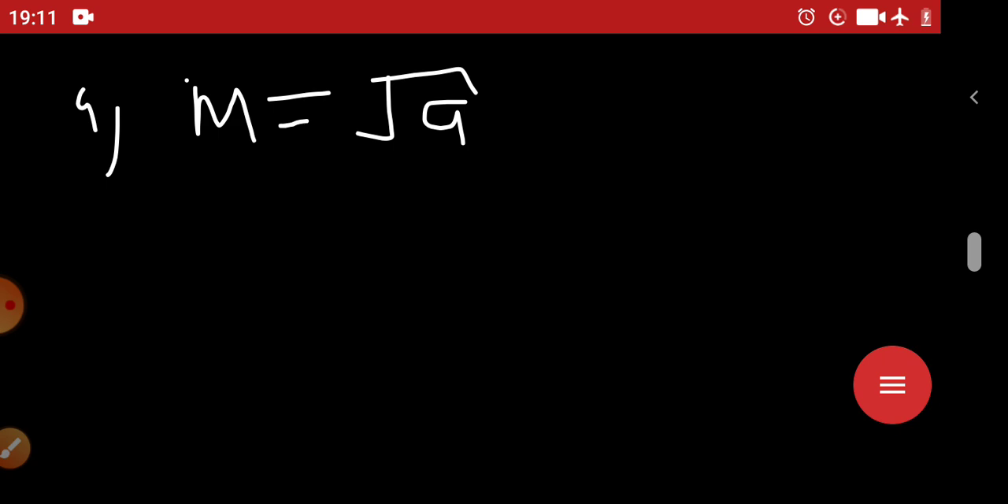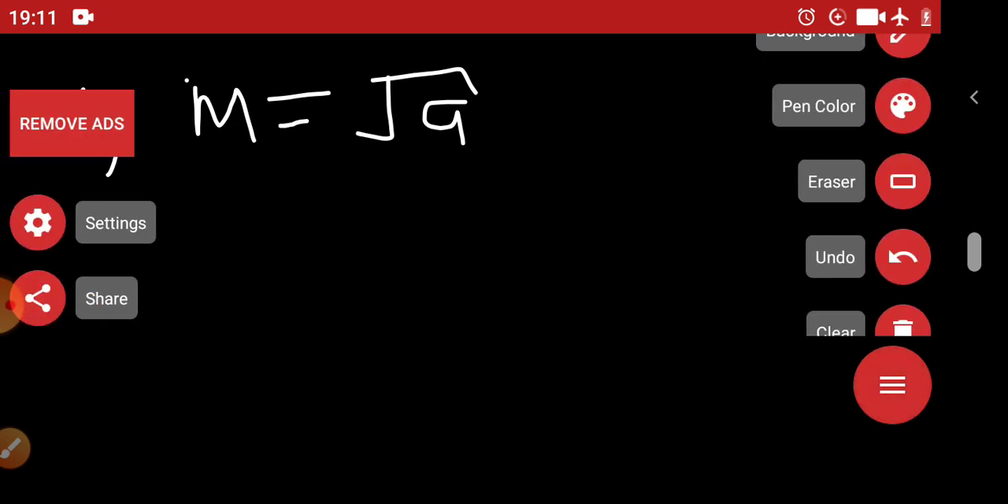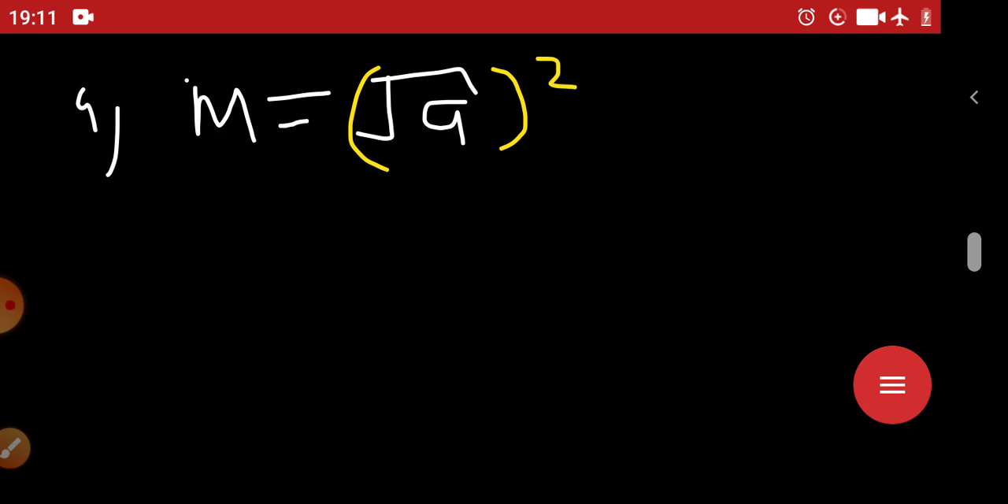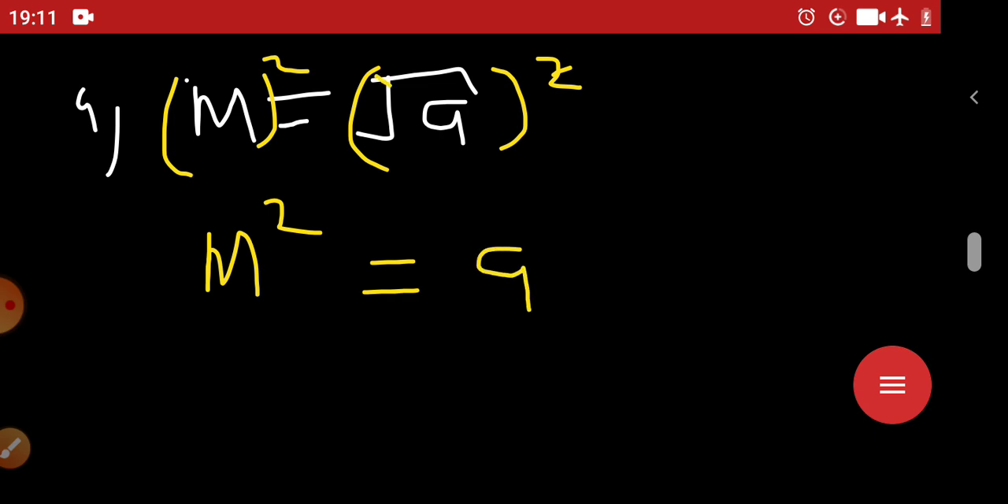So now in question 2, let's do a. In a we have m is equal to the square root of a. So now the opposite of taking a square root is squaring. So we need to square both sides. From the left hand side we have m squared, and here this would cancel this, so we'll be left with a.